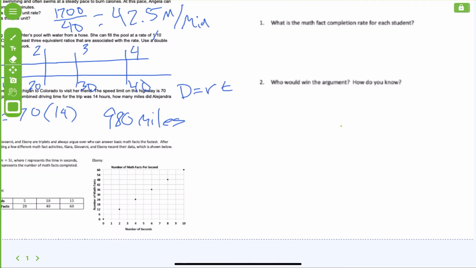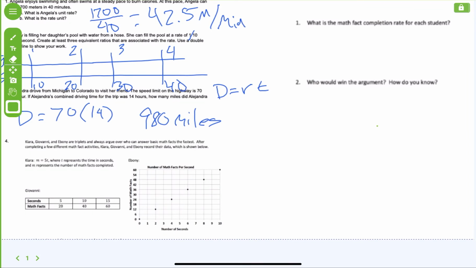If you come over here to this next question, it says, what is the math fact completion rate for each student? So, Kiara's is easy. Kiara's is simply 5 math facts per second. Okay? 5 to 1. For every second, she can do 5 math facts. Now, that's a lot.